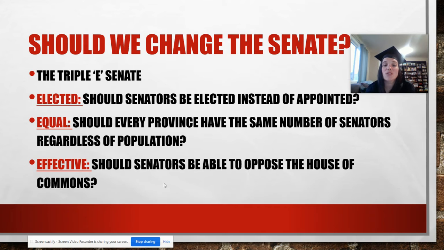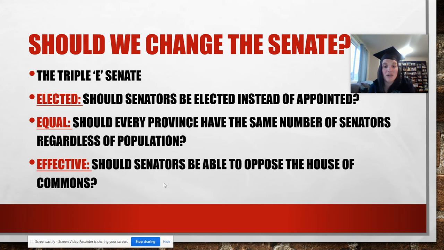And so it's called the Triple E Senate, or what people think we should change about it. Now, the Triple E Senate means: should senators be elected instead of appointed, because the Prime Minister just appoints them and then they have a job until they turn 75, which seems insane. I mean, I don't want to work until I'm 75. And then every province does not have an equal number of seats. And so does that seem fair, even though it's based on population?